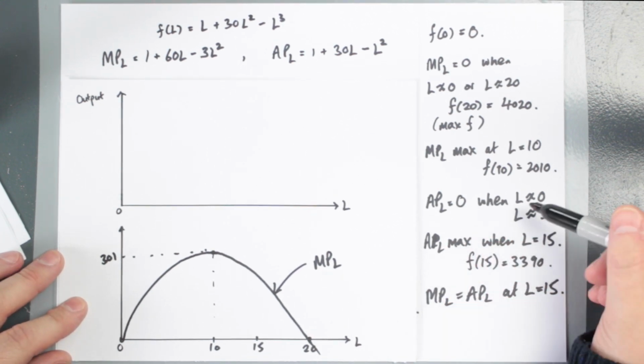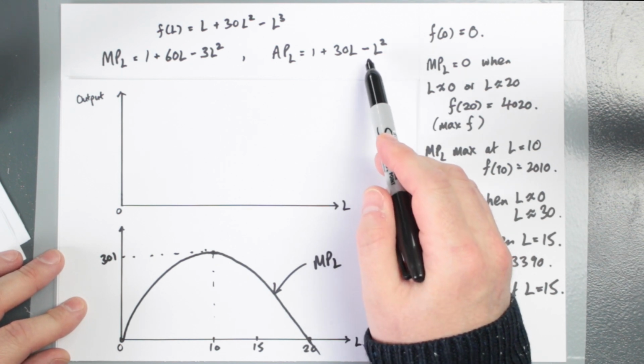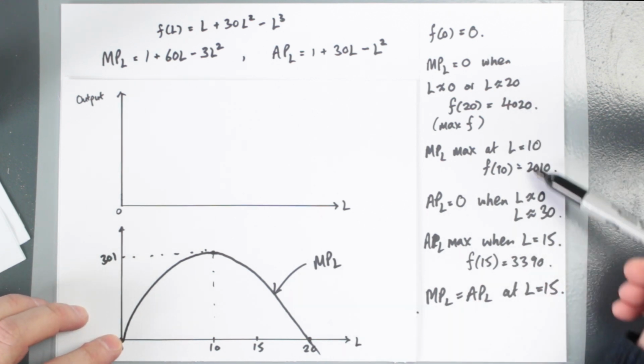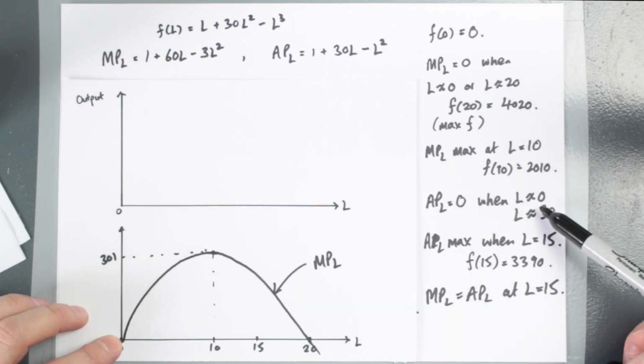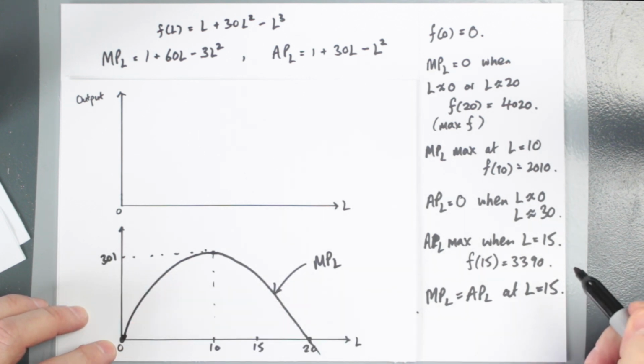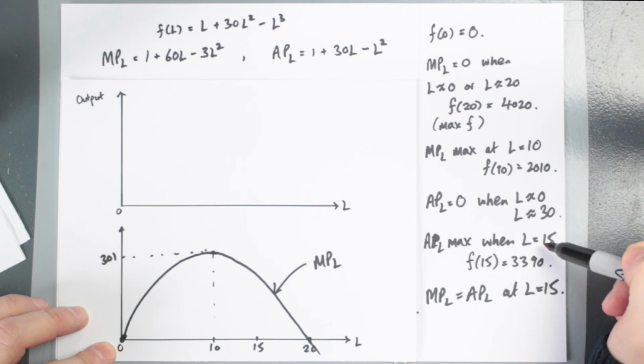What about the average product of labour? It's also a negative quadratic, so it's going to have a similar shape. What did we say? It's 0 when L is approximately 0, so we're going to draw it kind of starting in the same place. It's maximised where L equals 15.